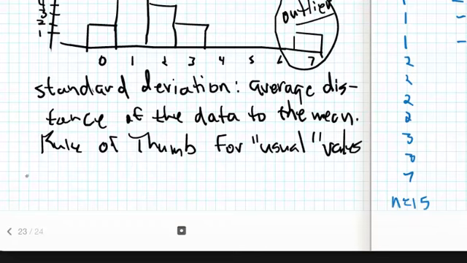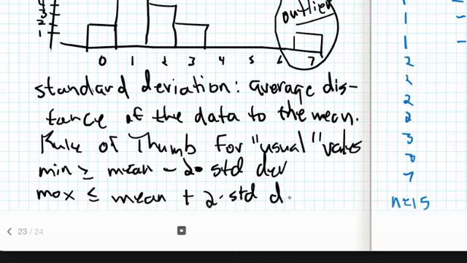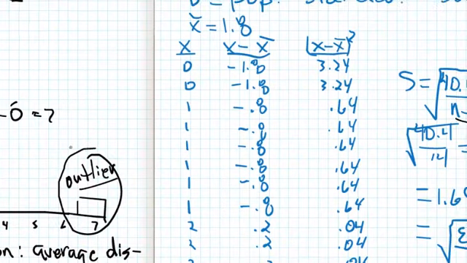The minimum value in a usual set should be greater than or equal to the mean minus 2 times, let's go big, times the standard deviation. And this is a minimum usual value. The maximum usual value should be less than or equal to the mean plus 2 times the standard deviation. All right? Now, let's look at number 7.